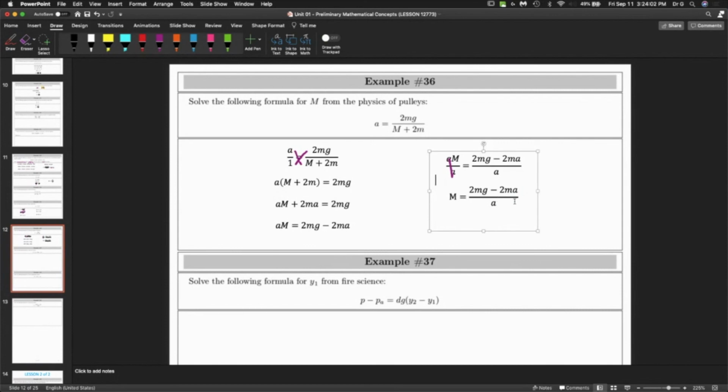Cancellation only occurs if this is multiplied. If this was multiplication, yes, the A's cancel, but it's subtraction. So that means you have two unique terms, and you cannot do that.